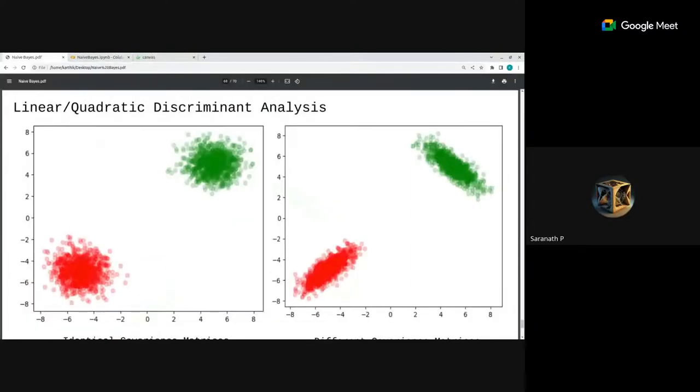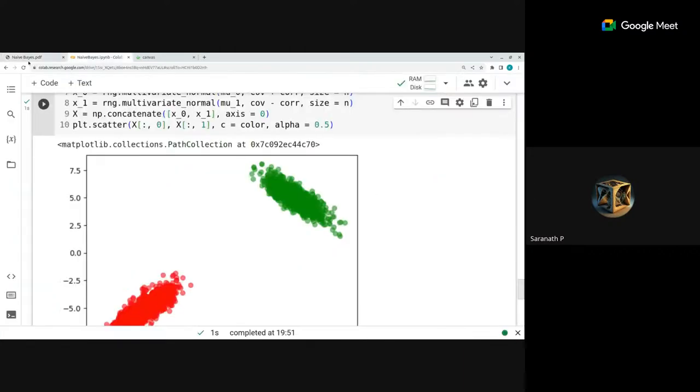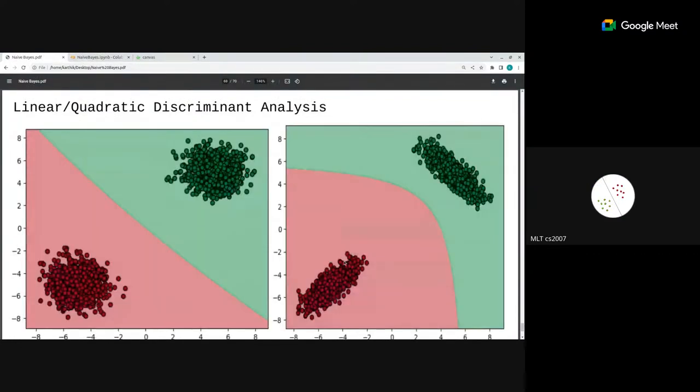I have a small doubt. Does this decision boundary depend on these contour maps? The boundary depends on the covariance matrix, and the contours of the graphs also depend on the covariance. So the covariance matrix influences both of them. In this case, the contours are going to be circular; here they are going to be elliptical. And the boundary will be quadratic. Yeah, right.